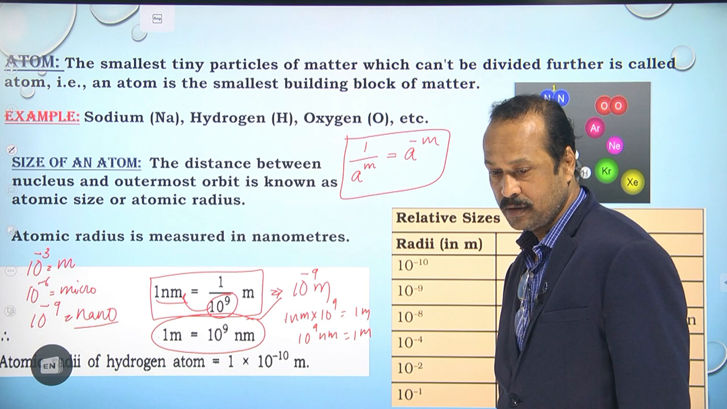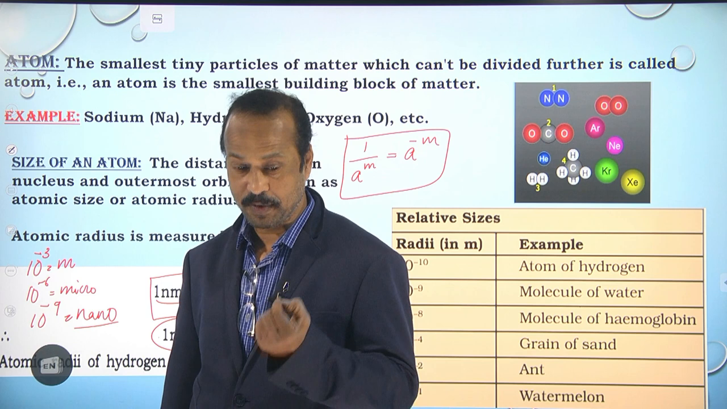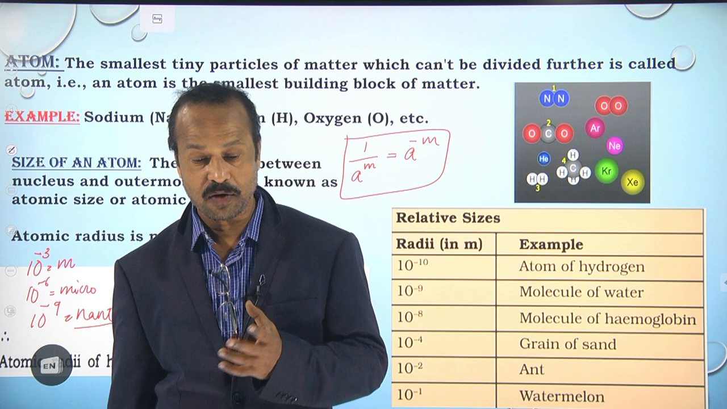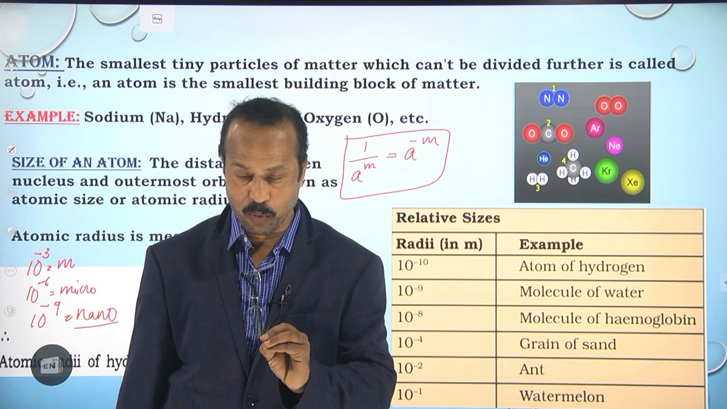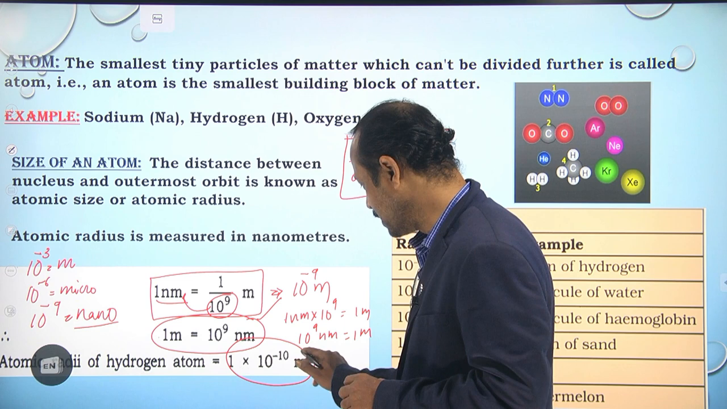Atomic radius of hydrogen: you know that the smallest atom is the hydrogen atom. The atomic number is 1. This is the first element in the periodic table. In the periodic table we already discussed that there are 118 elements known to us. The first element is hydrogen with atomic number 1. So this is the smallest atom. The size of the hydrogen atom is 1 into 10 to the power of minus 10 meters.